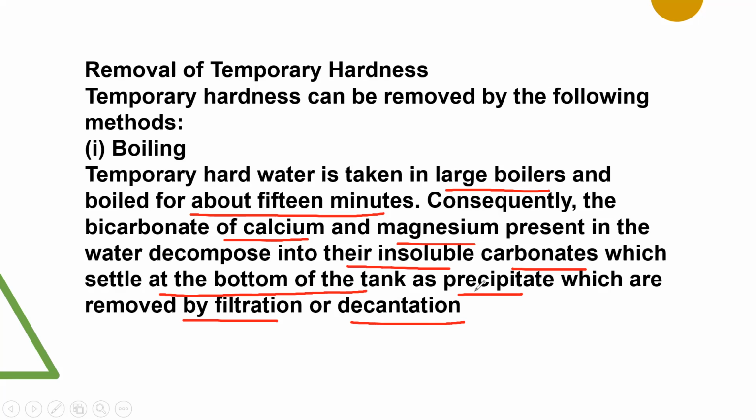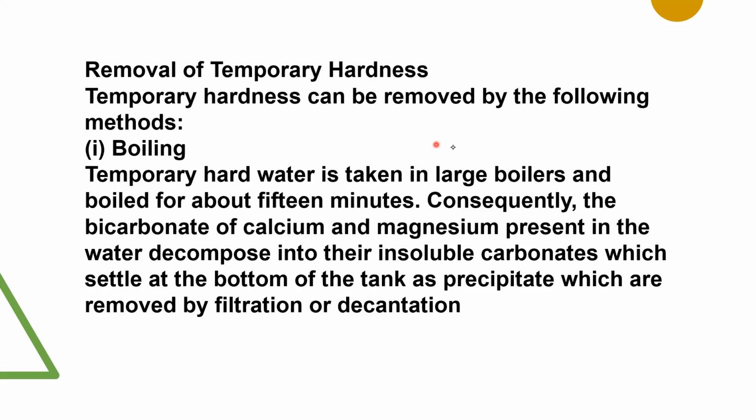So in this way, by simply boiling water, what happens? The calcium bicarbonate and magnesium bicarbonate are converted into calcium carbonate and magnesium carbonate, and they settle down at the base of the furnace, due to which they can be easily filtered off or removed by decantation. So this is the way for removal of hardness of water, temporary hardness of water.